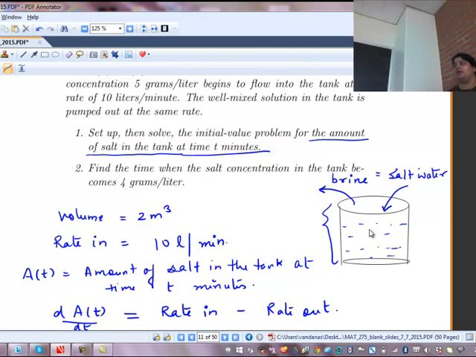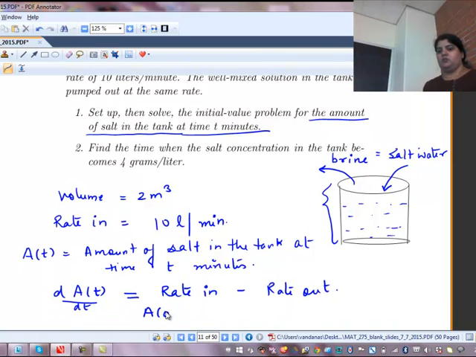Okay, and initially, what was the initial amount of salt within this whole tank? 0, because it was pure water. Very good. Okay, so A0 is 0. There is no salt, it was pure water.